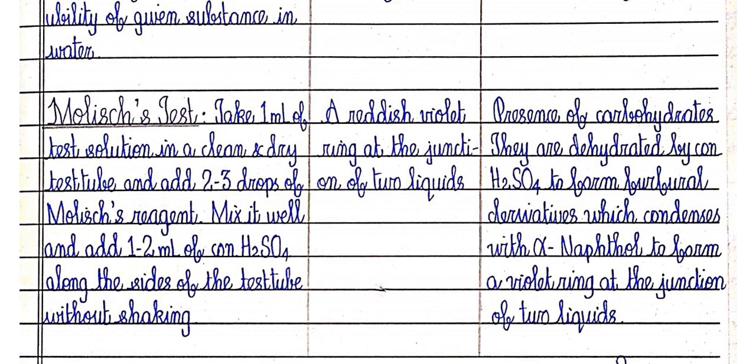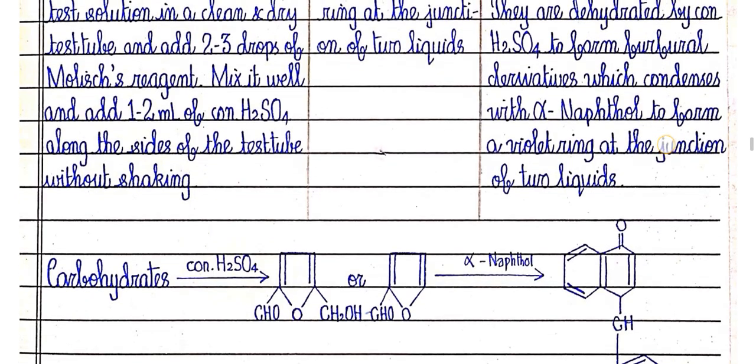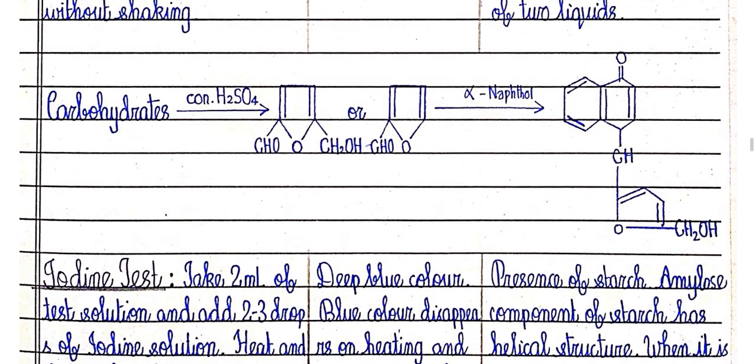This indicates the presence of carbohydrates. They are dehydrated by concentrated H2SO4 to form furfural derivatives which condense with alpha naphthol to form a violet colored ring at the junction of the two liquids. Try to write this reaction.